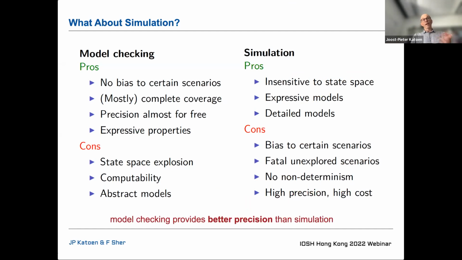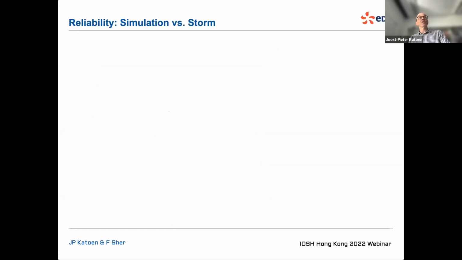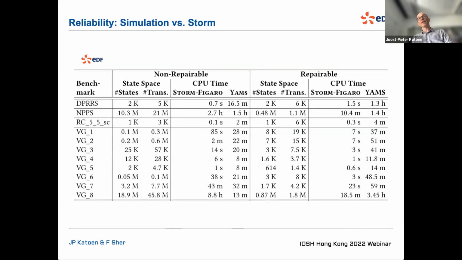Good. And my argument, which I'm going to substantiate with some results, is that model checking provides better precision than simulation. And we did this again with EDF, this French company, because they had a simulation tool for their model. They actually don't use DFTs. They use a slight variation of them called Boolean logic-driven Markov processes, but the whole idea is the same. So we compared different models, and you see the models on the left. These were the benchmarks provided by them. You see again the number of states and the number of transitions.